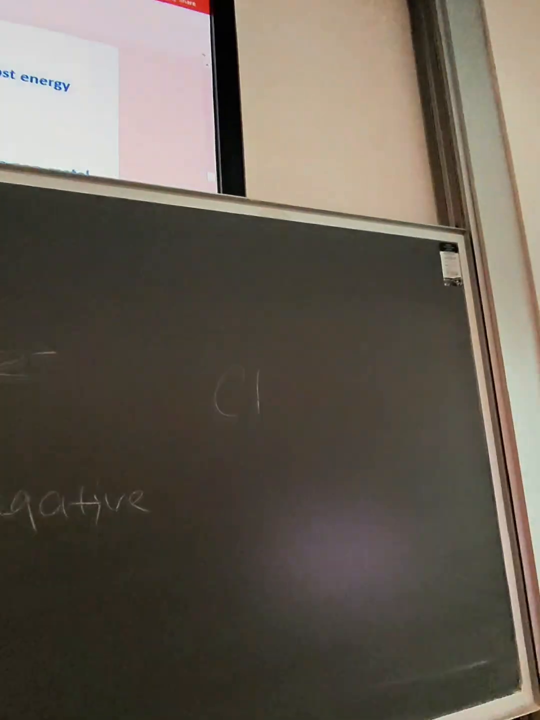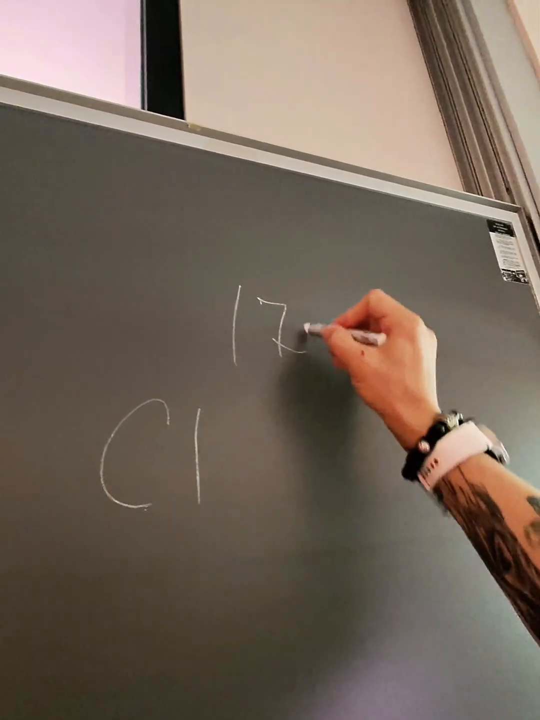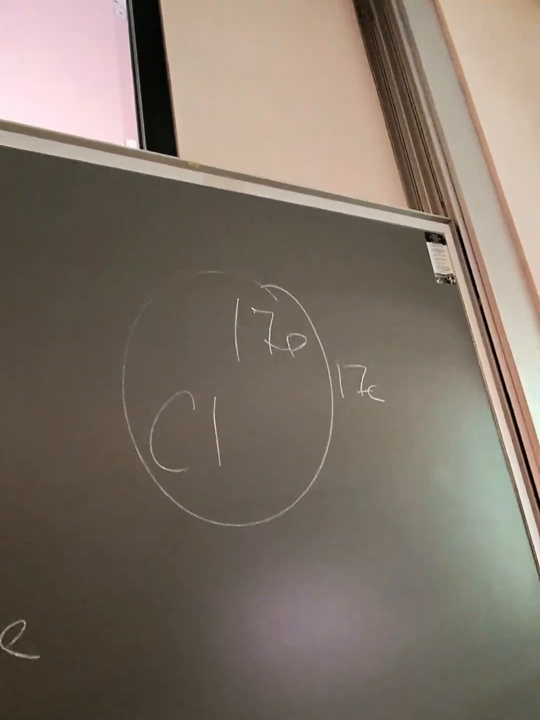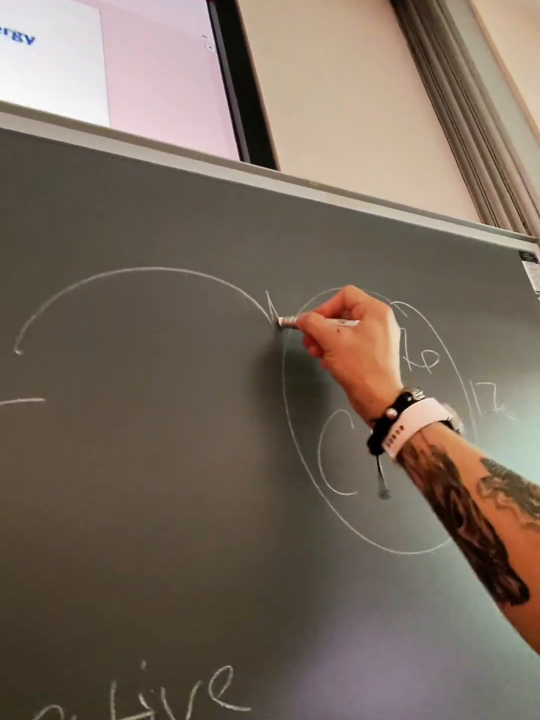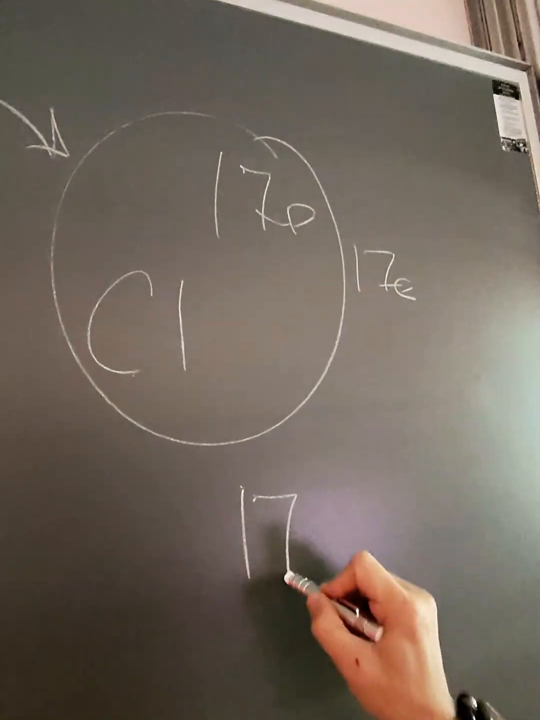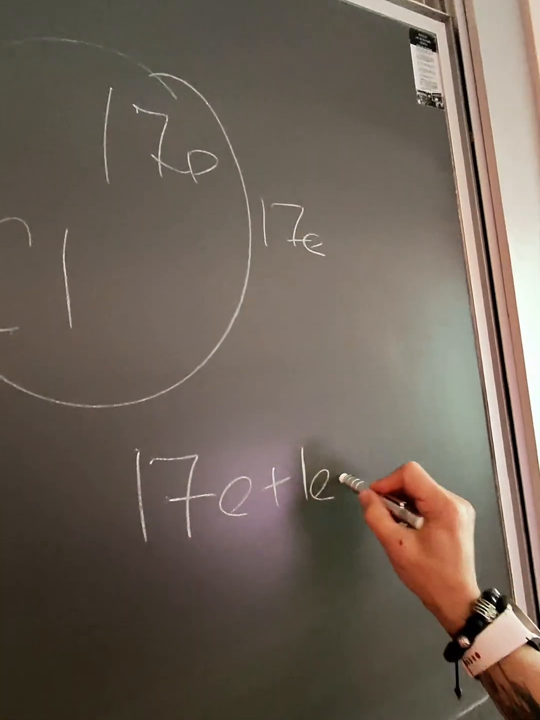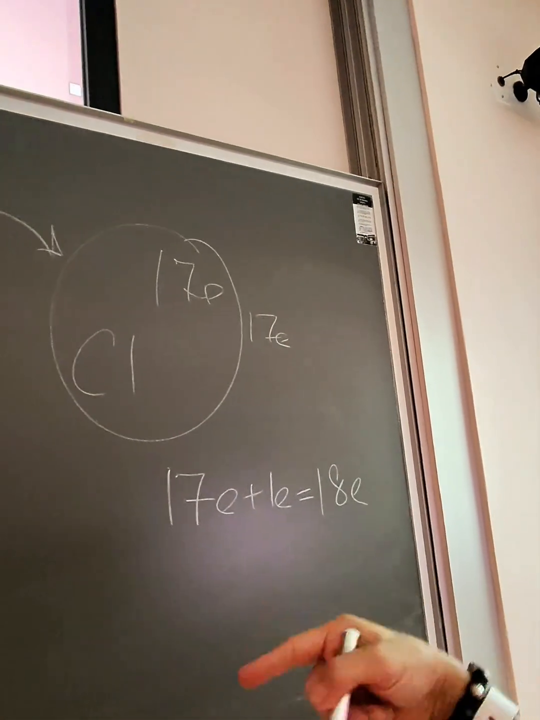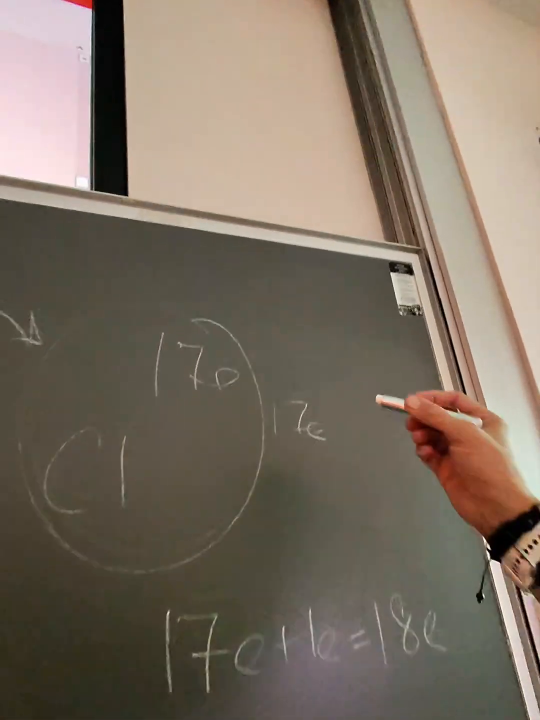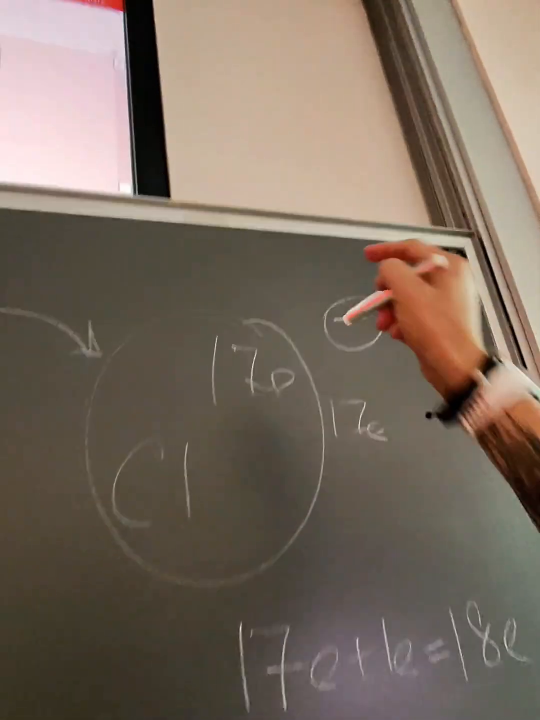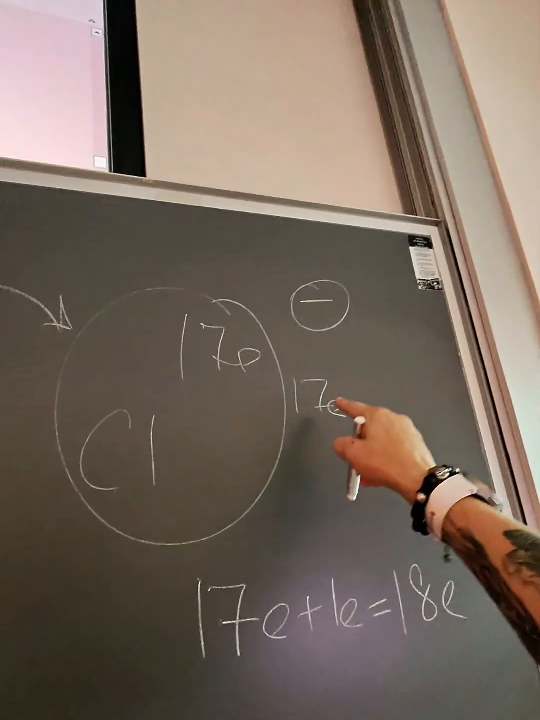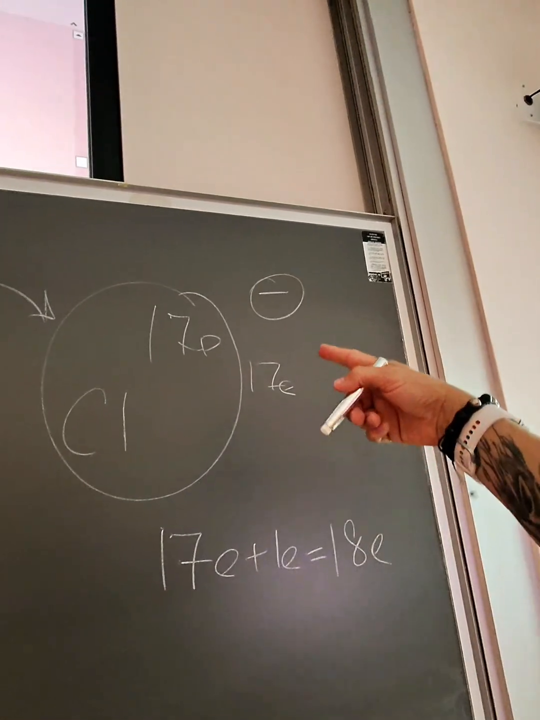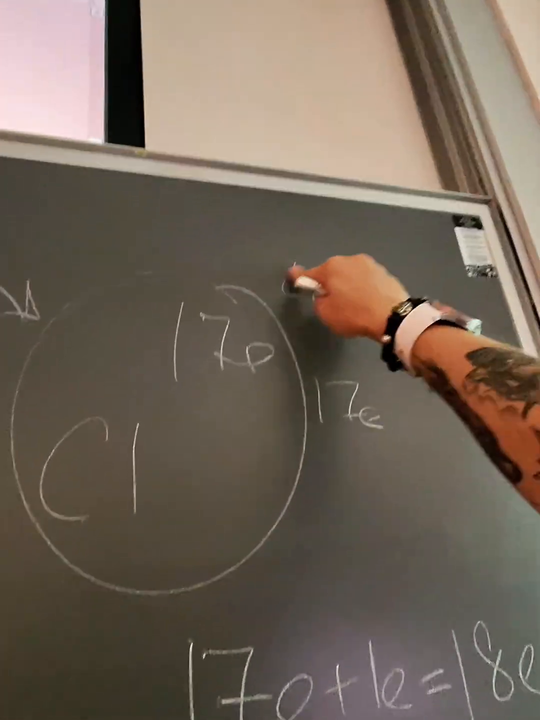Chloride has 17 protons, so it has 17 electrons. Chloride gains an electron. Now 17 electrons plus 1 electron equals 18 electrons. So we just accepted one extra electron, and now it becomes more negative. We used to have 17 electrons, now 18 electrons. If we gained 2 electrons, it would be 2 negative.